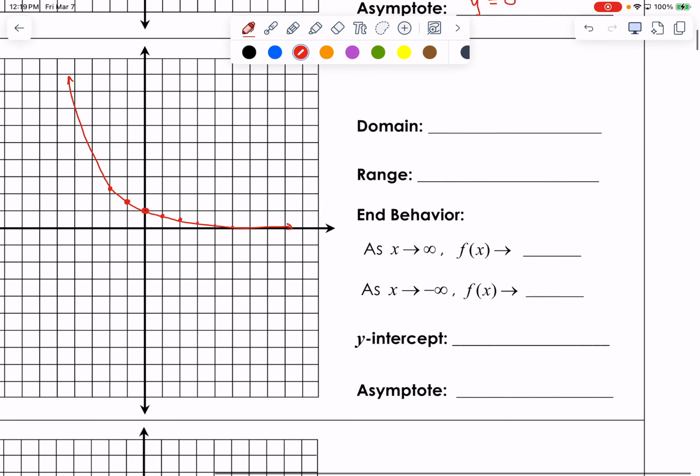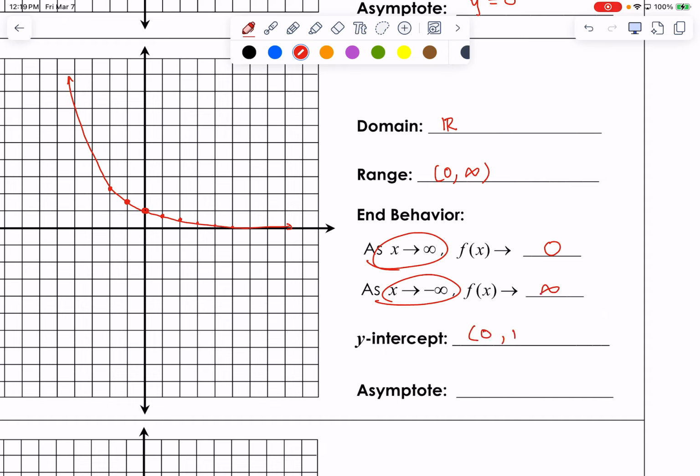All right, real quick, then we'll go to lunch. What's the domain? Everybody, what's the domain? What is the range? 0 to infinity. What is the right tail? 0. Very good. What's the left tail? Infinity. What's the y-intercept? What's the asymptote? So we got about 2-3 minutes. You can look over your notes for a minute.